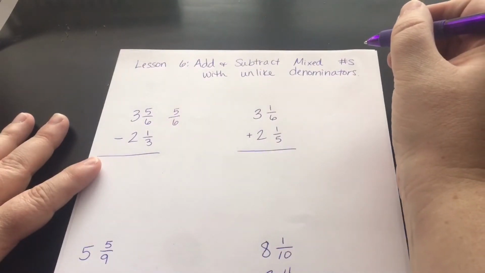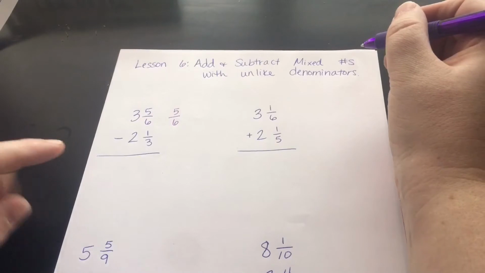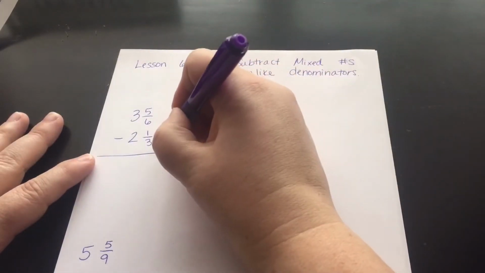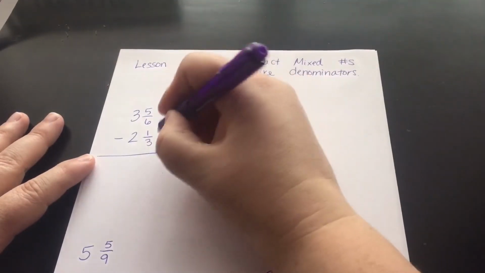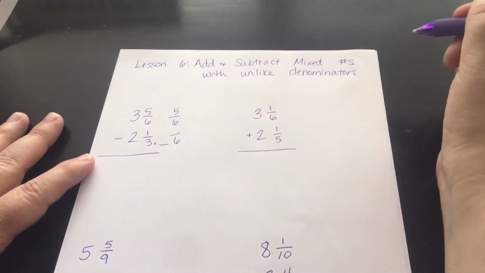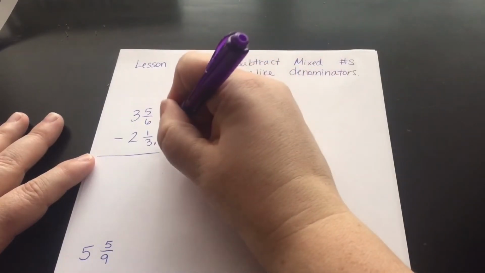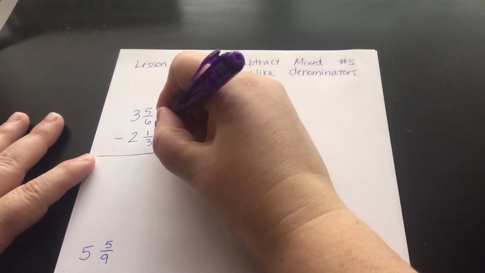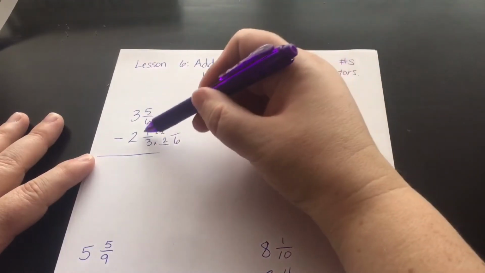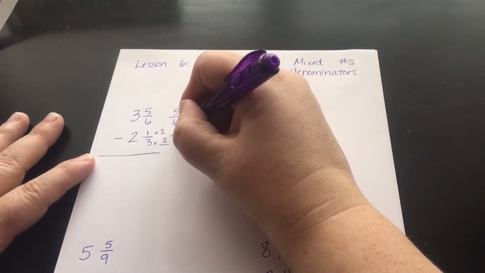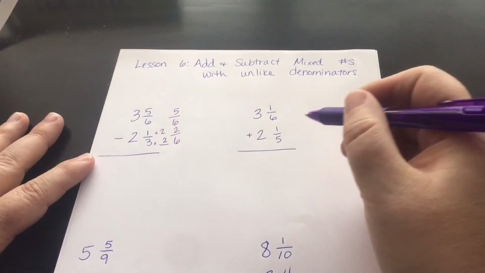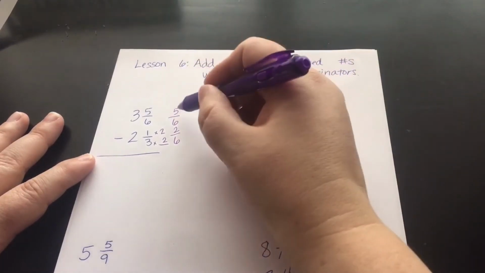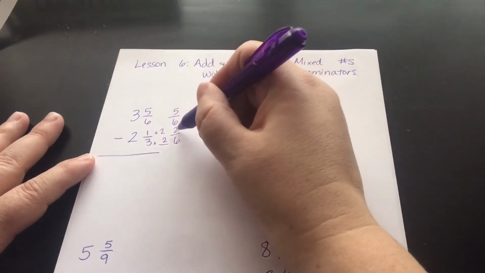So I'm going to go ahead and rewrite this one. And then I'm going to ask myself, how do I turn a 3 into a 6? 3 times what would give me 6? So 3 times 2 gives me 6. So the rule is if you do it to the bottom, you do it to the top. 1 times 2 is 2. So this is now the fraction that I'm subtracting. So 5/6 take away 2/6.